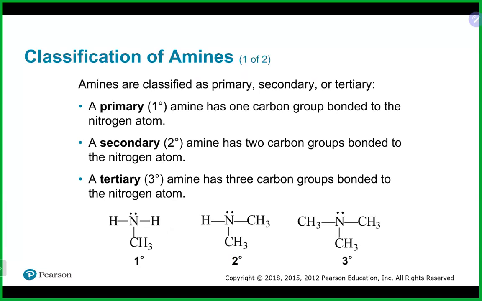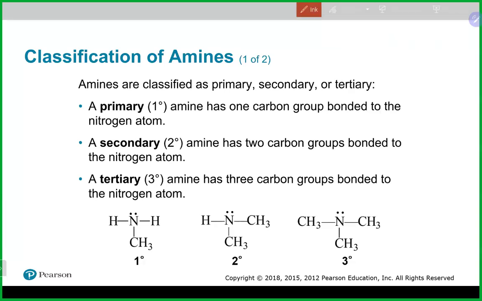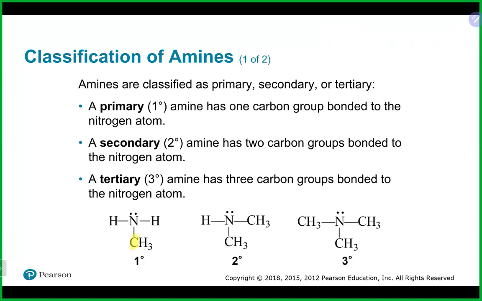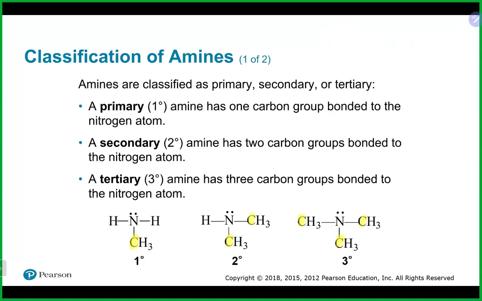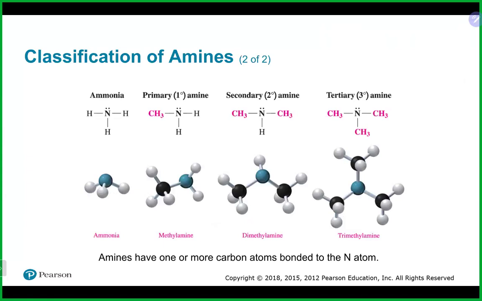So once again, a primary amine will have 1 carbon group attached to the nitrogen. And again, that's what we see here. Primary: 1 carbon; secondary: 2 carbons attached to nitrogen; and tertiary: 3 carbons attached to the nitrogen in this case. So this also will affect, like I said, how you might go about naming some of these, depending on whether it's a primary, secondary, or tertiary amine.